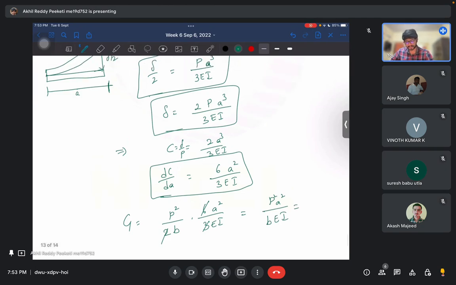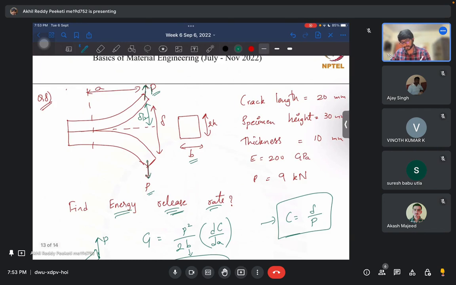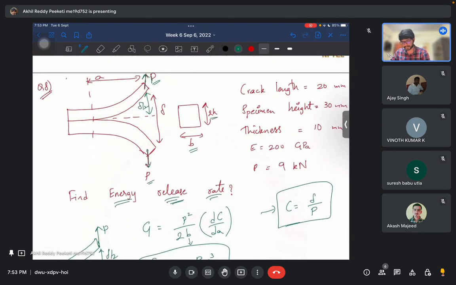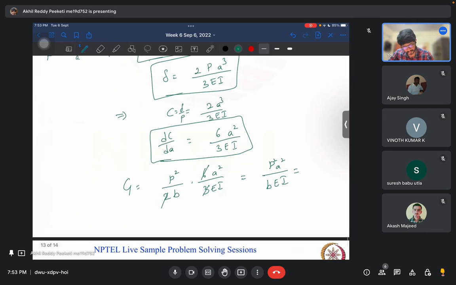So what is I in this case? So this 2H is actually for the total. So this would be H, this would be H. So for a single cantilever beam, it is B and H. So I would be BH cube by 12. So total energy release rate would be 12 P square a square by E into B square H cube.